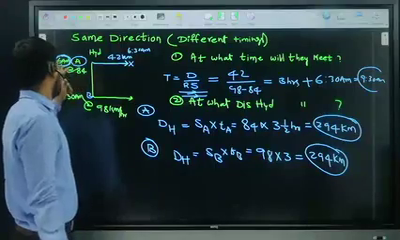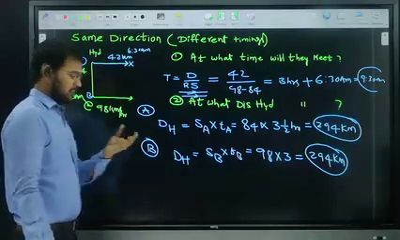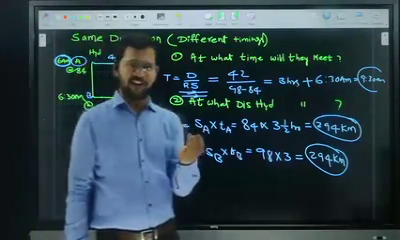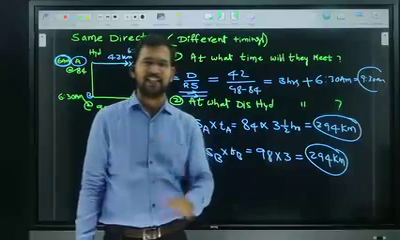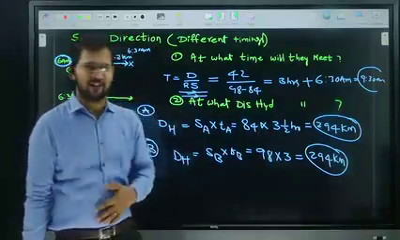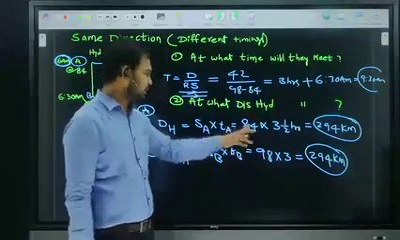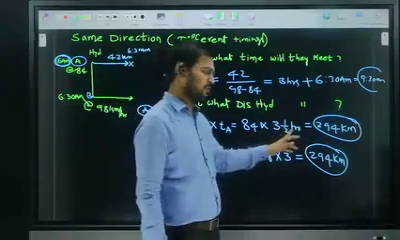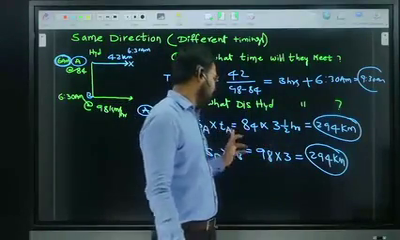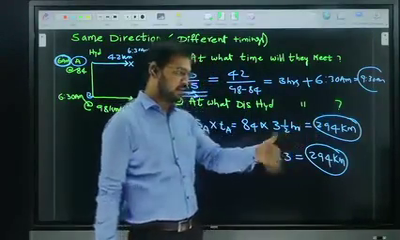A train's starting time is 6 o'clock, then 7 o'clock, 8 o'clock, 9 o'clock, 9:30 a.m. Total how many hours does A train travel? 3.5 hours. Speed is 84 kilometers per hour, time is 3.5. So speed into time is nothing but distance. Are you okay? Very good.